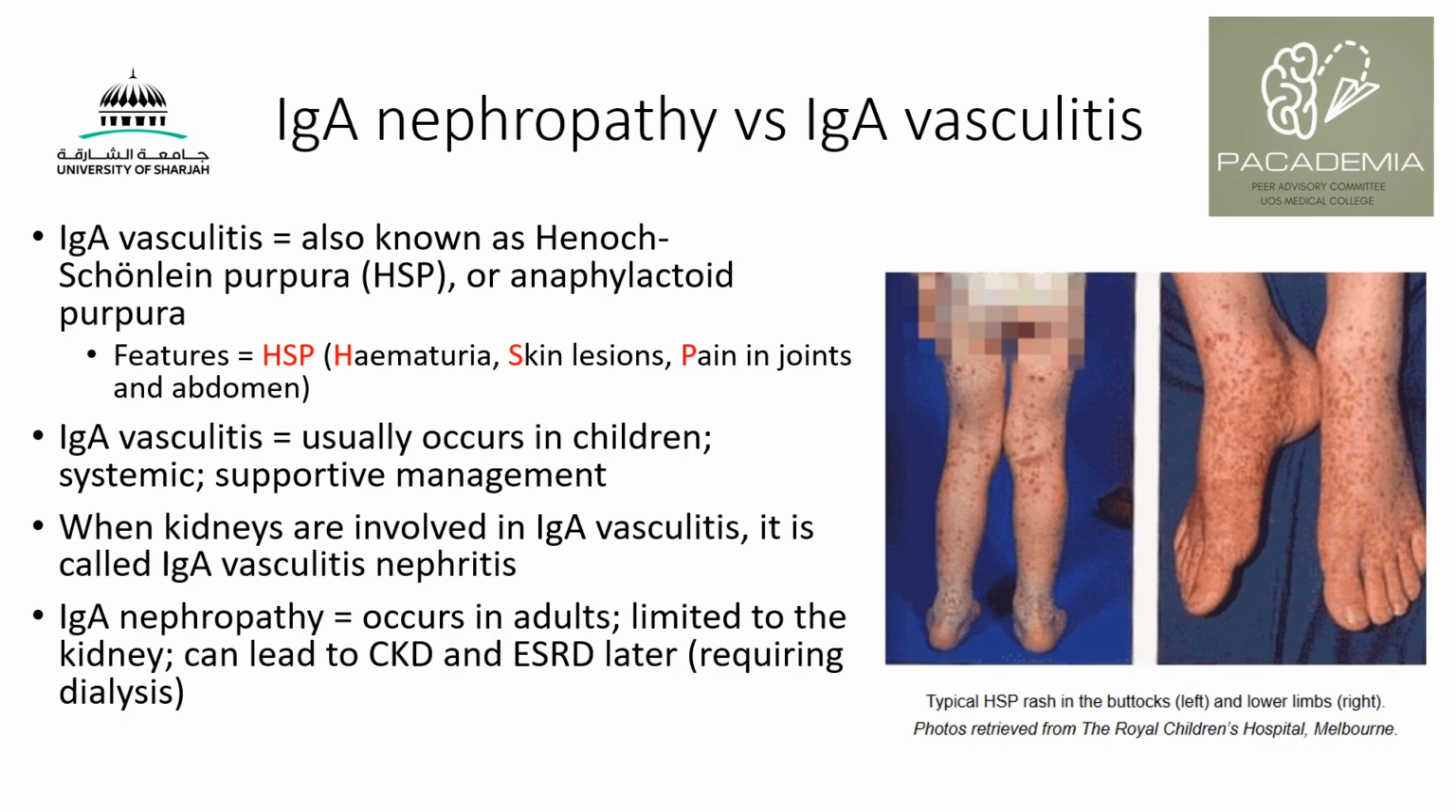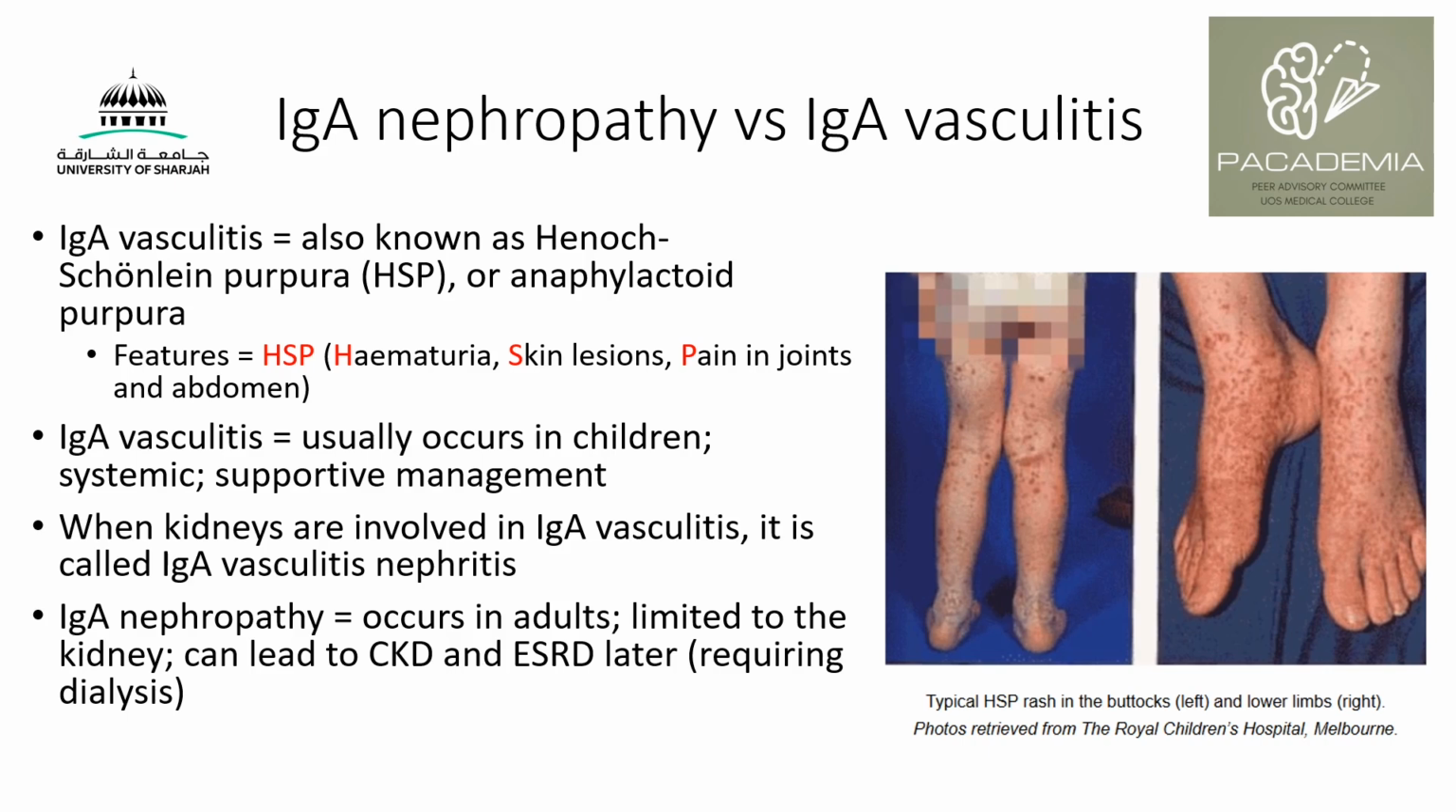The features here can be remembered by HSP, which is the name of the disease. H stands for hematuria. The patient also presents with hematuria here. There's a skin lesion, which is the classical palpable purpura that affects the buttocks and the lower limbs, as you can see here. These are usually palpable purpura, and almost always involve the buttocks and only the lower limbs. Also there will be pain in the joints and abdomen, so HSP.